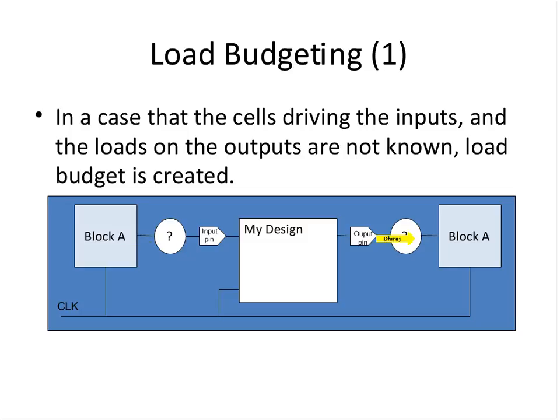I do not know in what conditions my design will be used. Conditions being input and output boundary conditions, not the operating conditions. I know the operating conditions are more or less specific, but I do not know what kind of cells will drive my input. I do not know what kind of fan out my output will drive. How do we estimate in such cases?